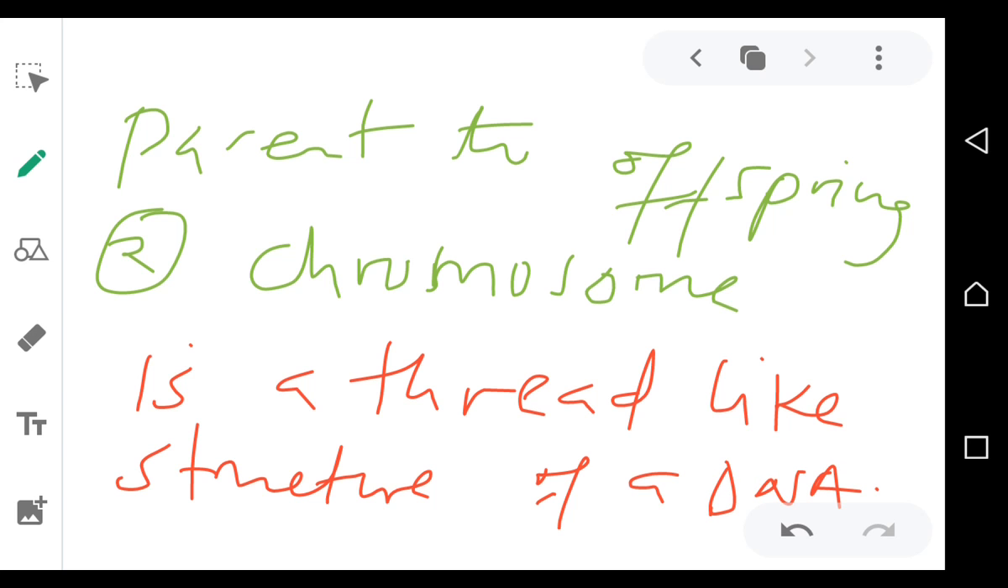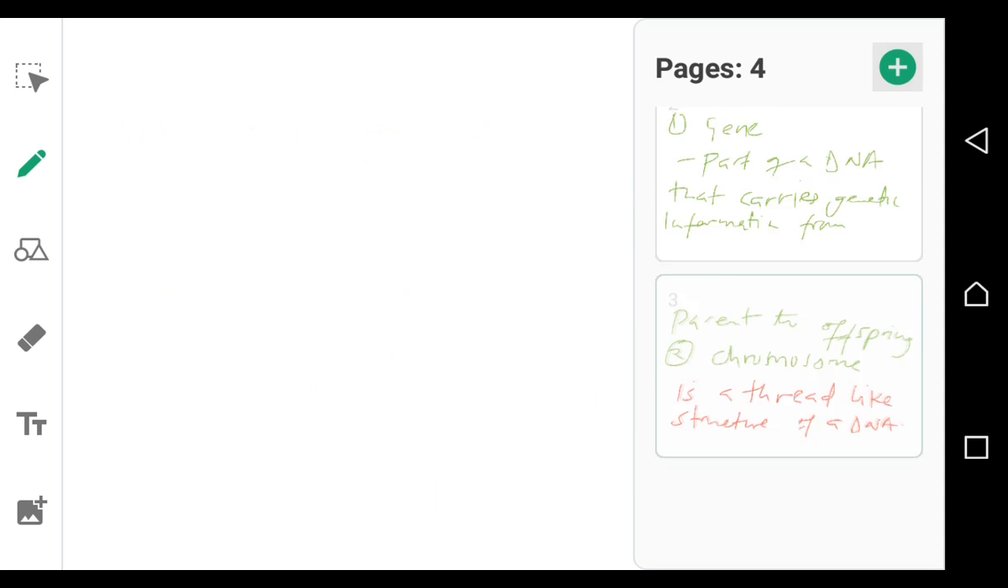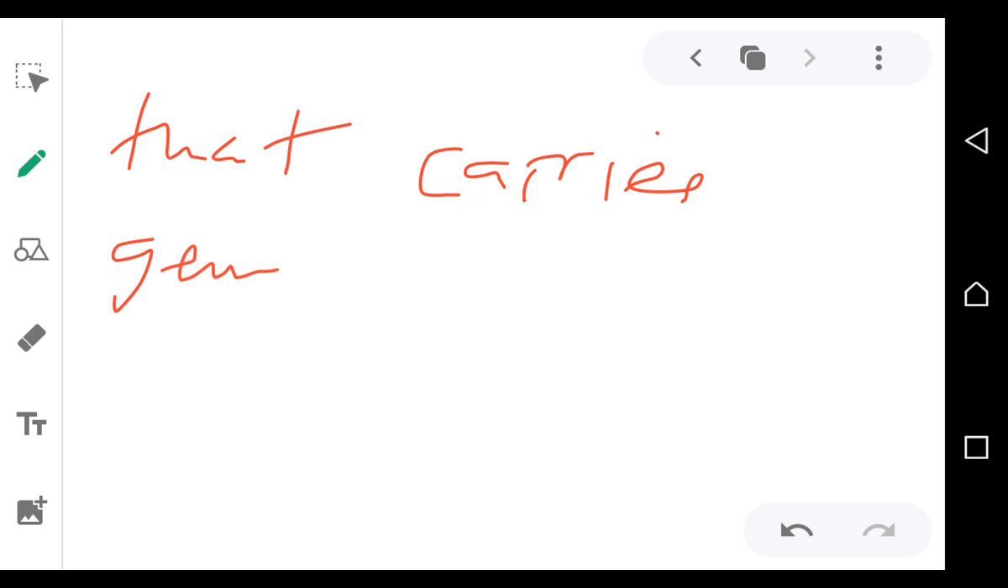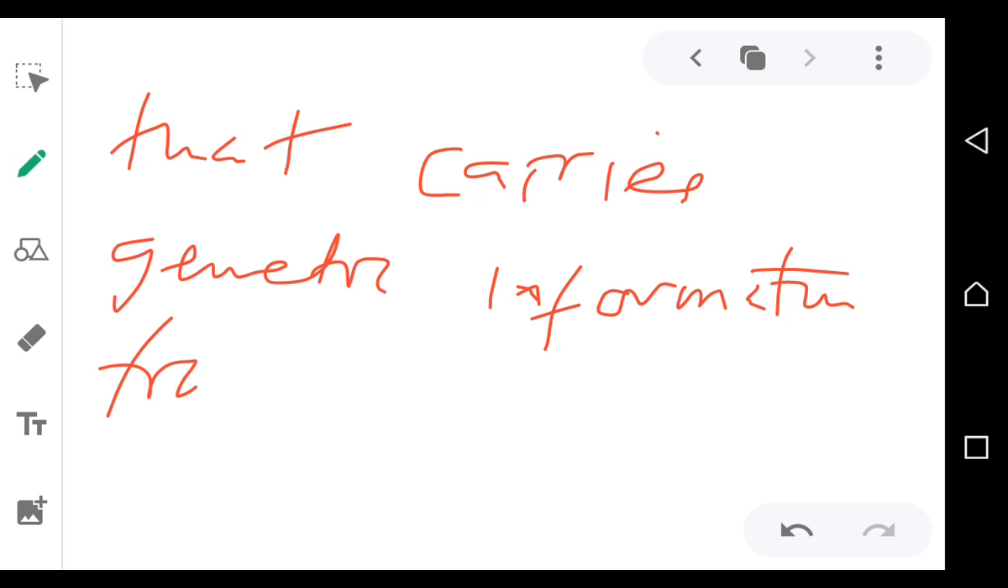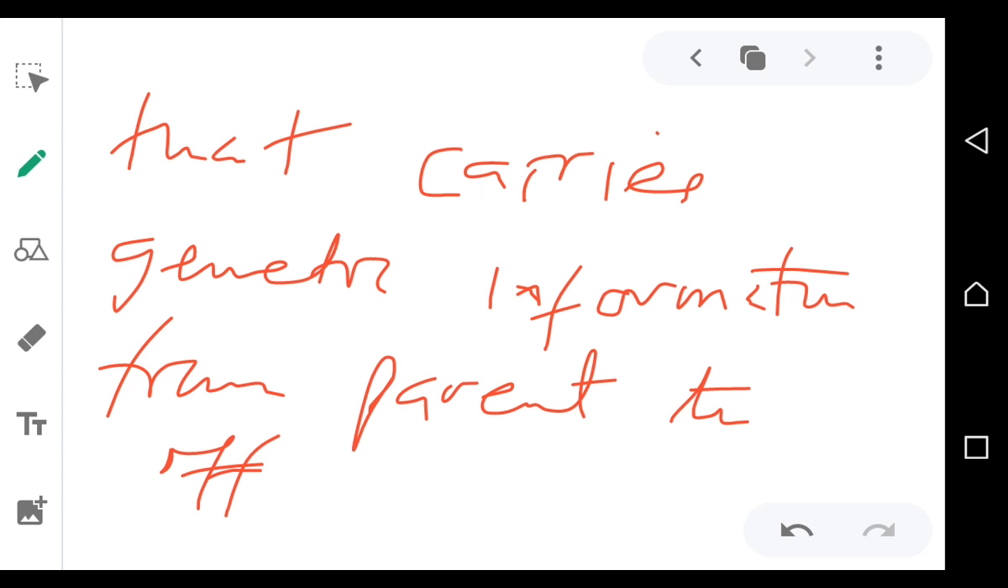that carries genetic information. The thread-like structure of the DNA that carries genetic information from parent to offspring. Okay?